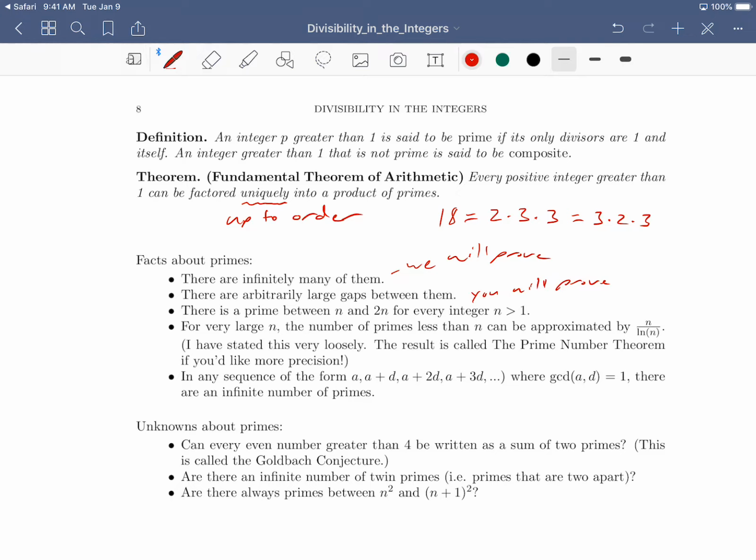The last one says in any arithmetic sequence, so a sequence of the form a plus d, a plus 2d, dot, dot, dot, as long as the GCD of a and d is 1, there are an infinite number of primes that show up in that sequence.